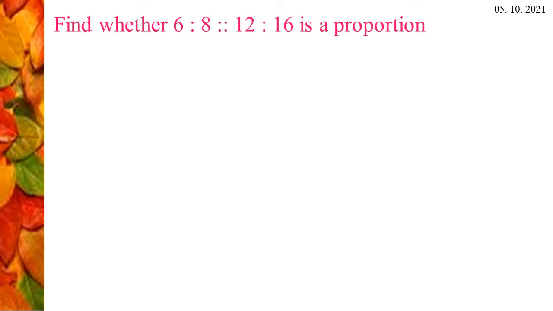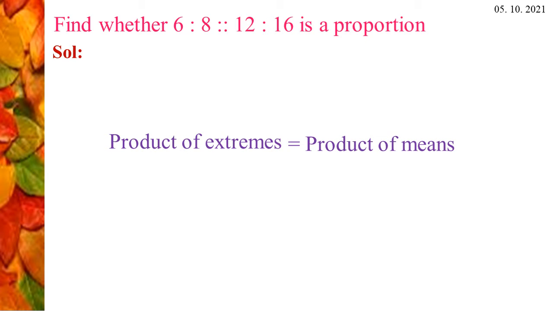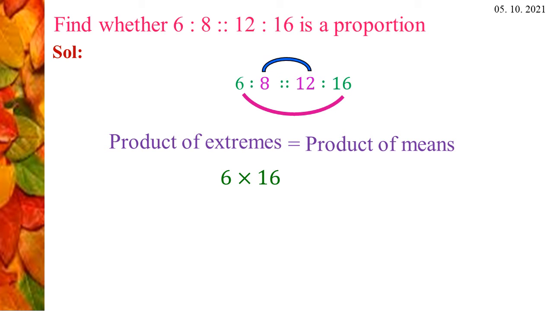Find whether 6 is to 8 proportion 12 is to 16 is a proportion. Let us find the solution. Proportion formula: product of extremes equal to product of means. Now write the terms. 6 is to 8 proportion 12 is to 16. As you know very well, first and fourth terms are called product of extremes. That means 6 and 16. Now substitute the value. 6 into 16 equal to.